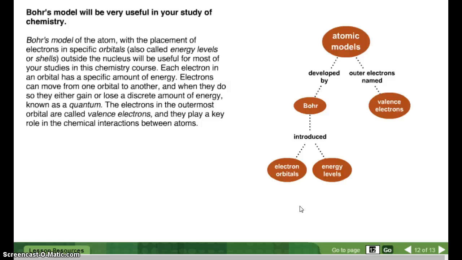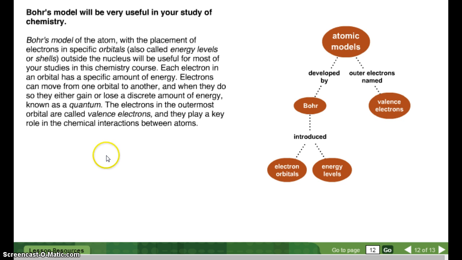Each electron in an orbital has a specific amount of energy. Electrons can move from one orbital to another, and when they do, they either gain or lose a discrete amount of energy known as a quantum. So that specific amount of energy is a quantum.